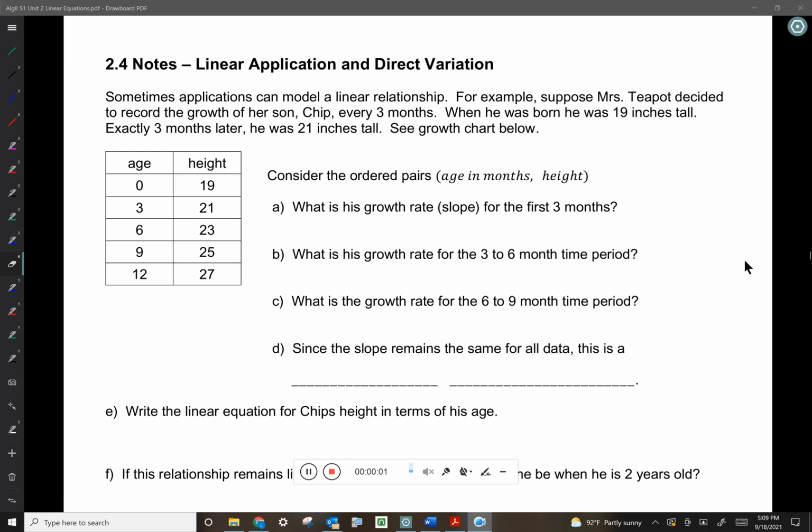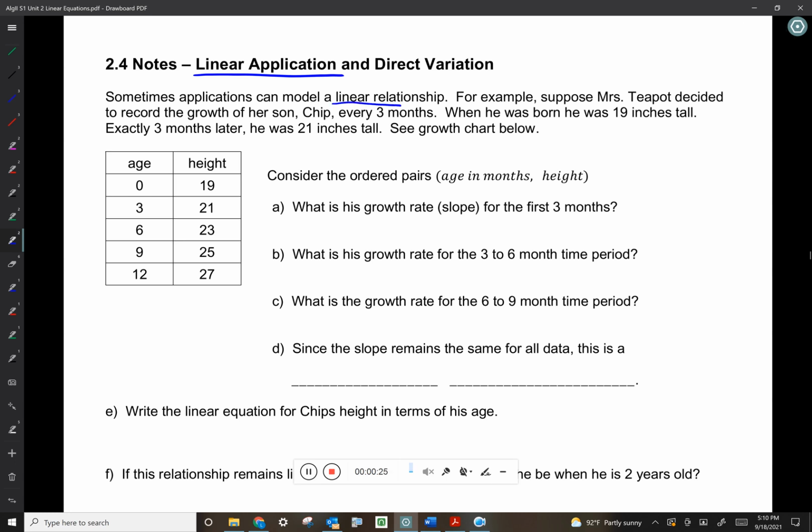Okay, so this is going to be the notes for section 2.4, part 1 or part A, which is specifically linear application problems. Okay, which basically means just real world applications that you can use the equation of a line to represent. So sometimes applications can model a linear relationship, meaning have a linear equation.